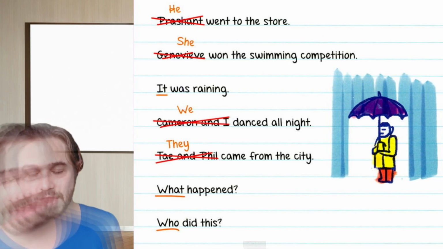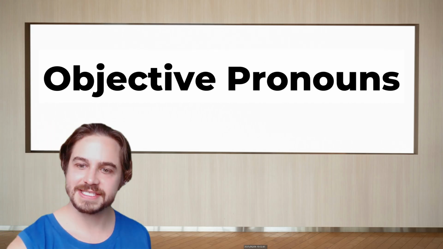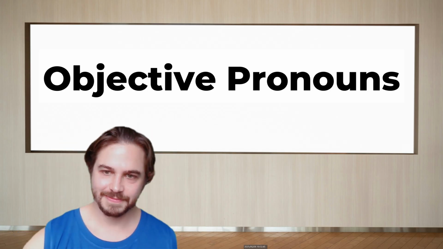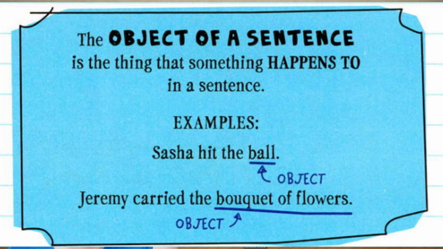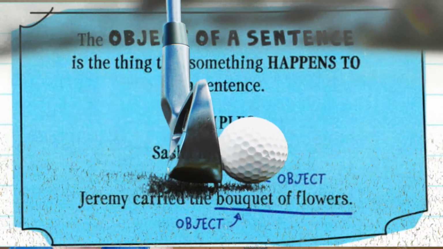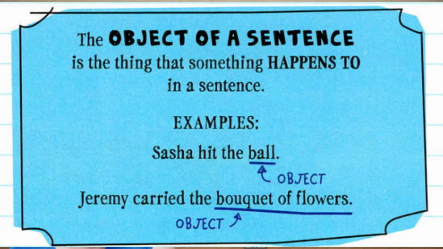Easy peasy. On the other end, we have objective pronouns. Instead of changing the subject of the sentence, we are now changing the object of the sentence. And remember, the object of the sentence is the thing the action is being done to. Sasha hit the ball. The ball is the object. It's the thing being hit. So the ball can be replaced with it. Sasha hit it. It would be the objective pronoun here.